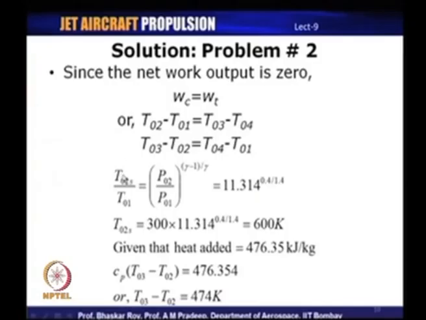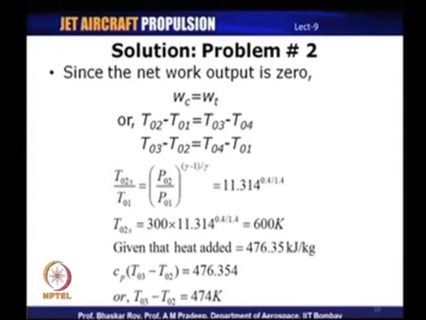Therefore, T02s, that is the isentropic stagnation temperature, will be equal to T01 multiplied by 11.314 raised to gamma minus 1 by gamma. So, this comes out to be 600 Kelvin. Now, heat added is given as 476.35 kilojoules per kilogram. Since heat added is the process between states 2 and 3, heat addition occurs during that particular process.